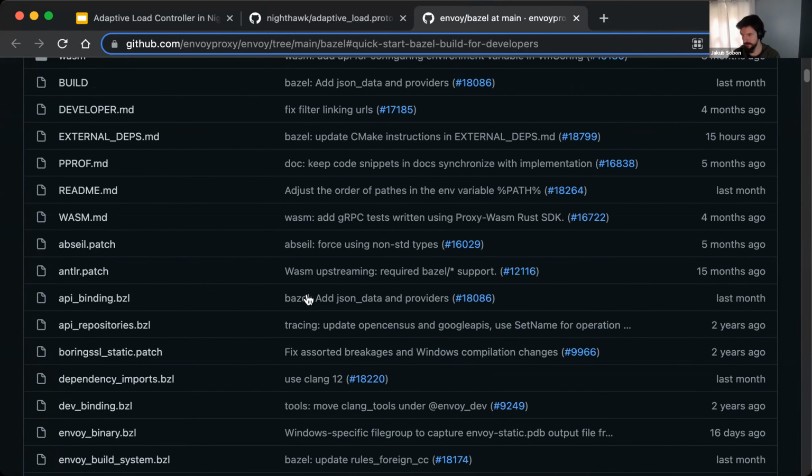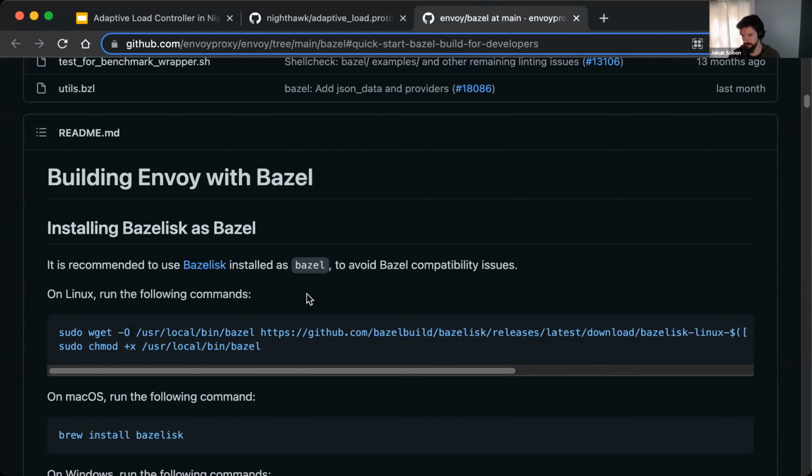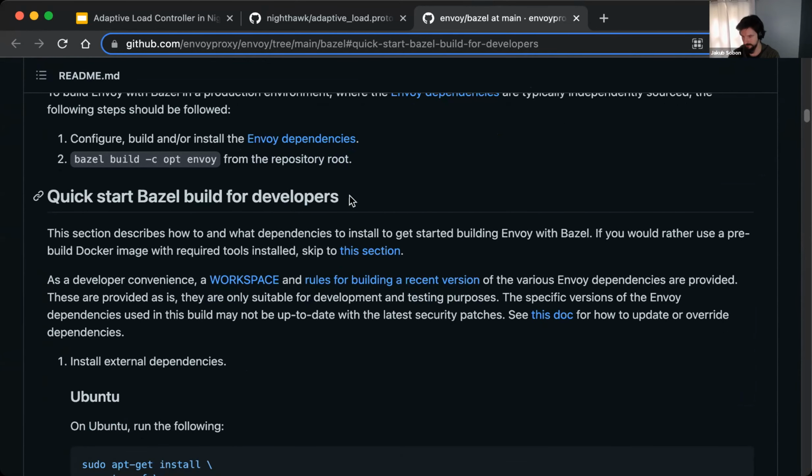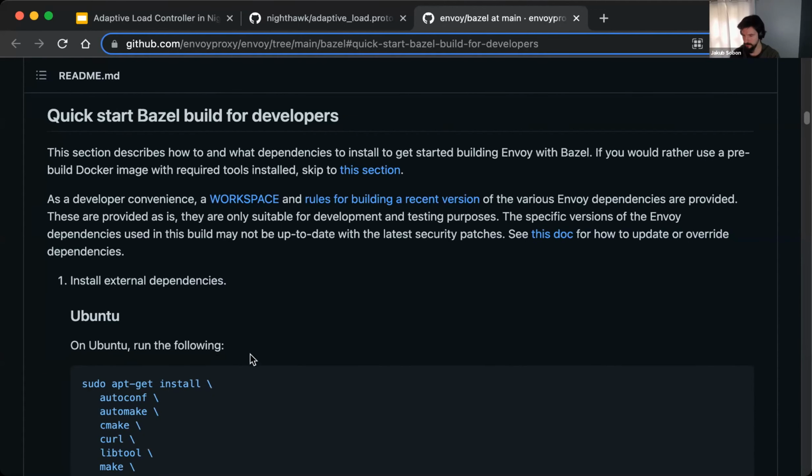Because Nighthawk is built on top of Envoy, a lot of the advice that is here, the quick start Bazel build for developers, will apply to Nighthawk. This has a set of commands on how to adapt your local workspace so that it can build Envoy. If you go through these steps with almost no modifications, you will also be able to build Nighthawk in the same way.